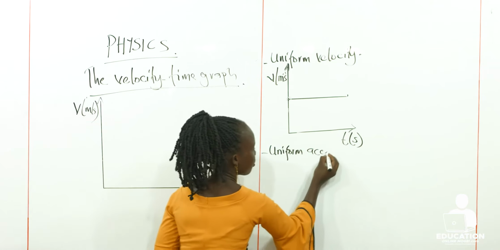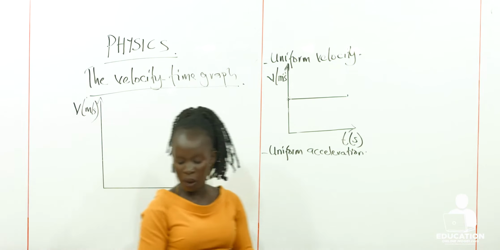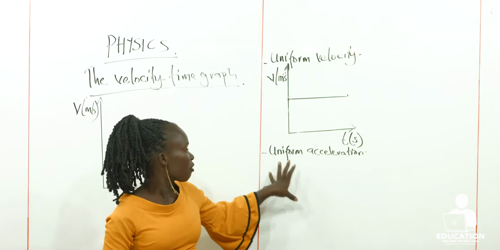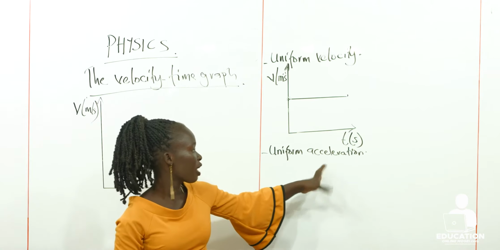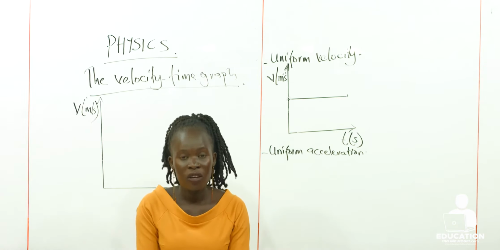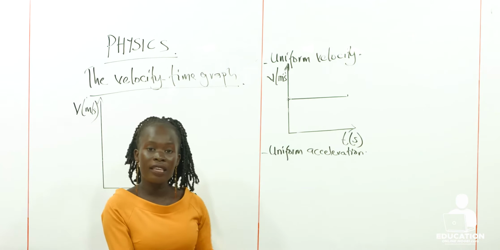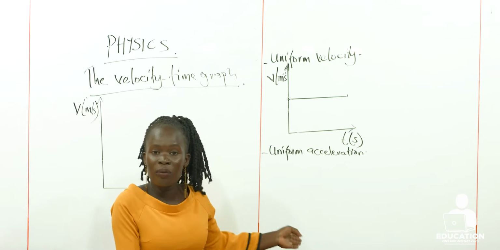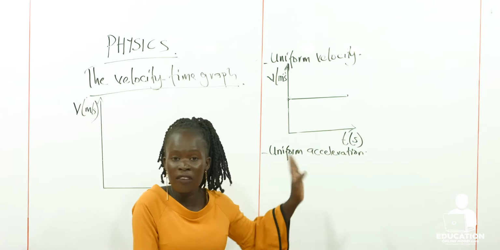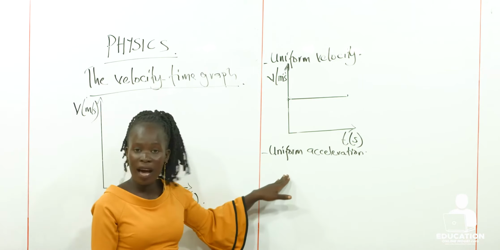Uniform acceleration. So what happens when the body is moving with uniform acceleration? From the definition of acceleration, we say that it is the rate of change of what? Of velocity with time. So if it is like that, when the body is attaining this uniform acceleration, you find out that the initial velocity the body started the journey with will not be equivalent to the final velocity the body will attain when it is moving with uniform acceleration.